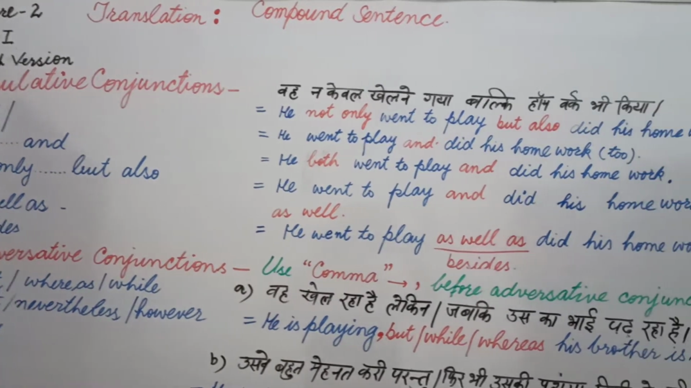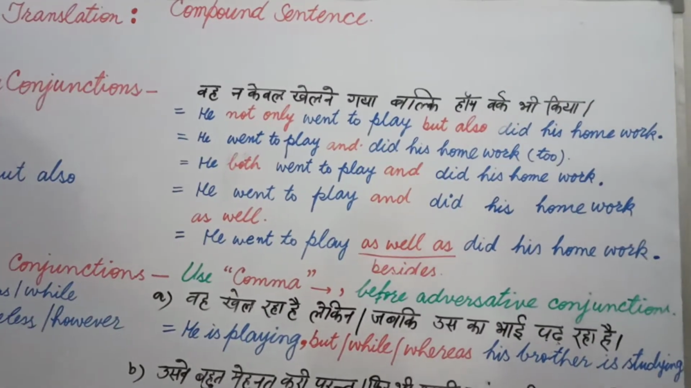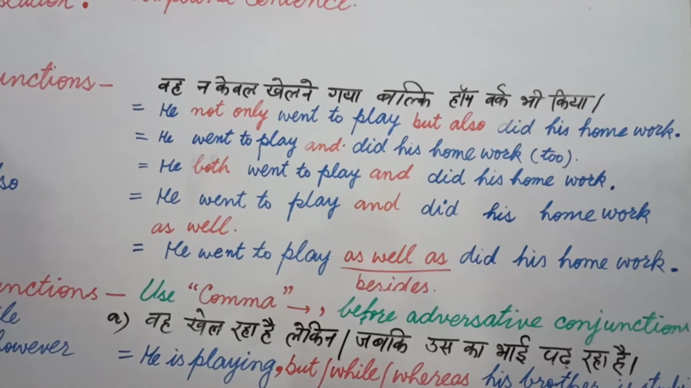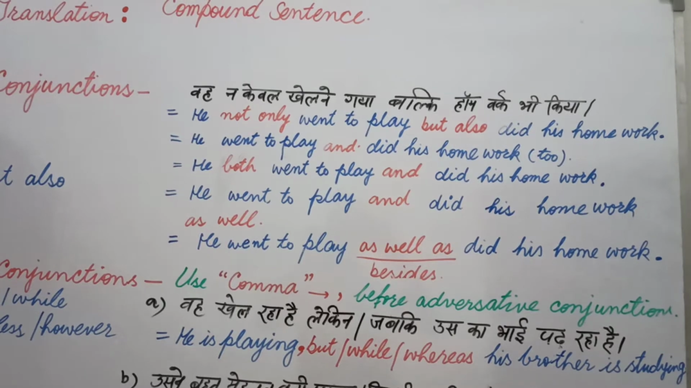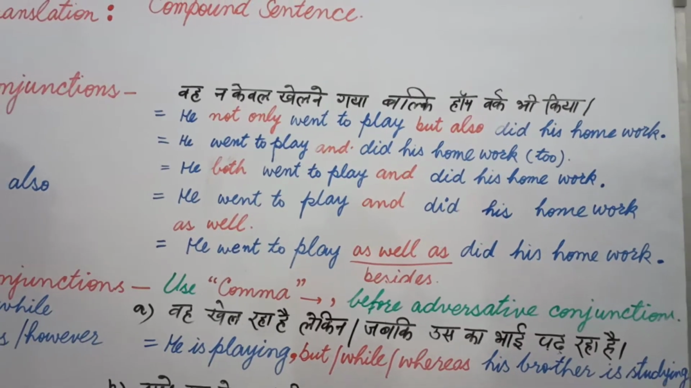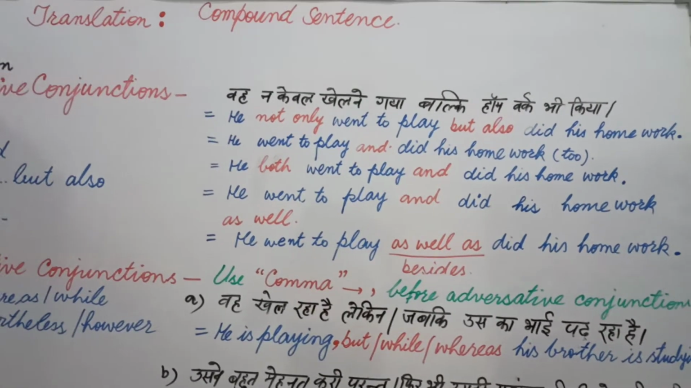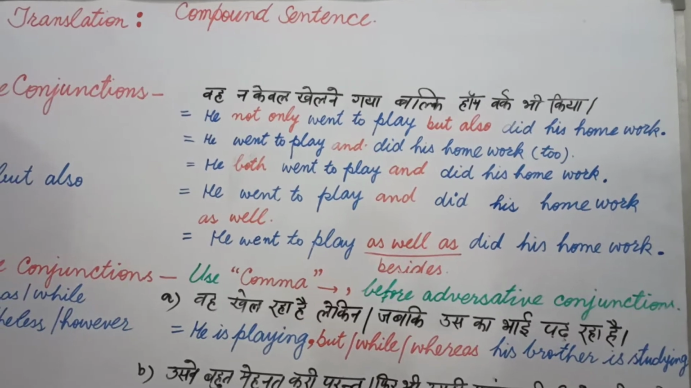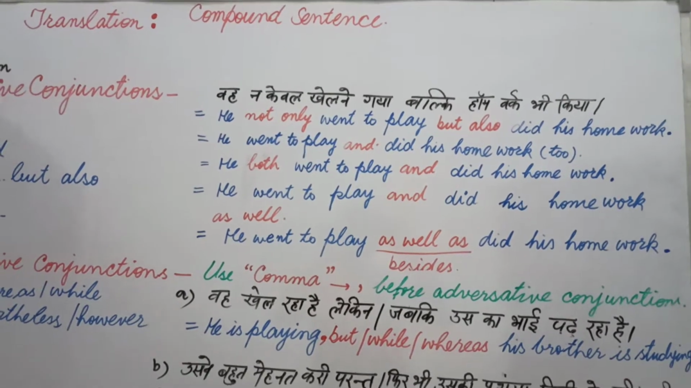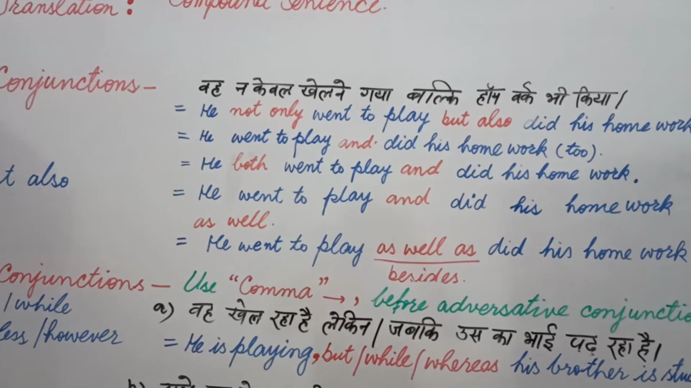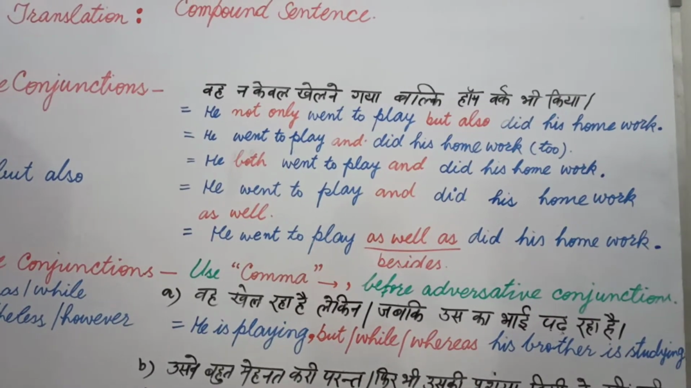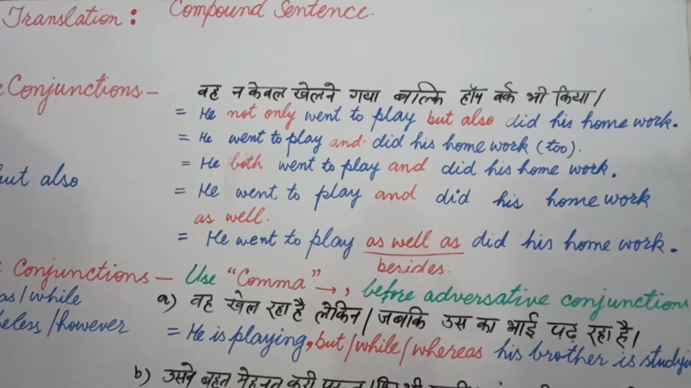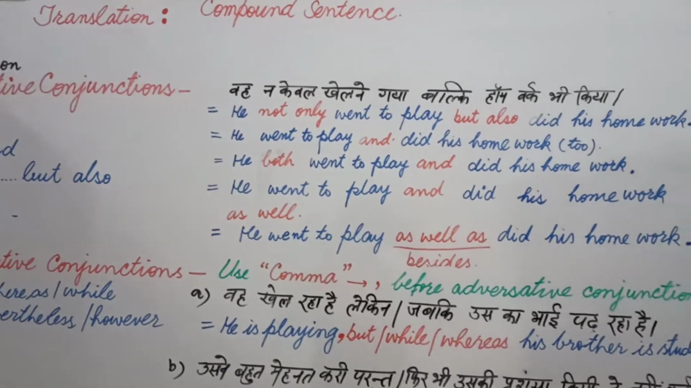Students, now see how we can use these conjunctions. I have written a single sentence, वह न केवल खेलने गया बल्कि उसने homework भी किया. Students, उसने isn't written here, as we can say compound sentence can be written in short. You can say if the subject is common on both sides, then you can use it on one side only. Maybe it may be awkward in Hindi and there should be written उसने.